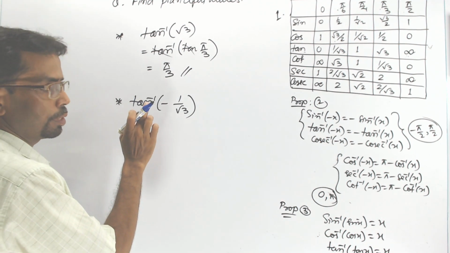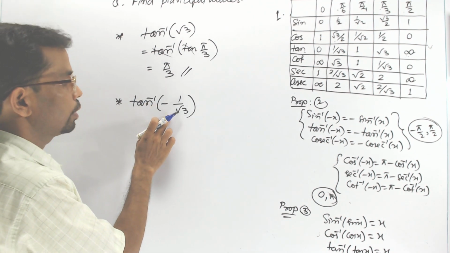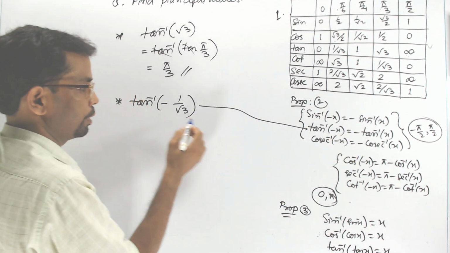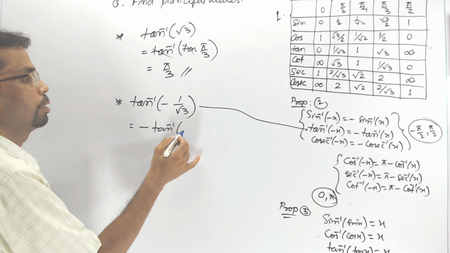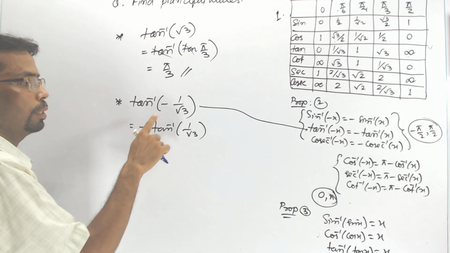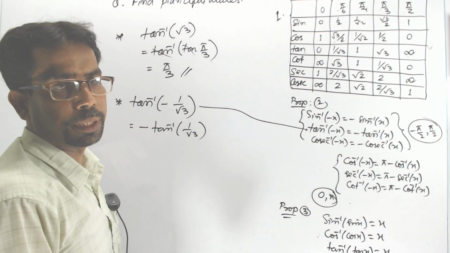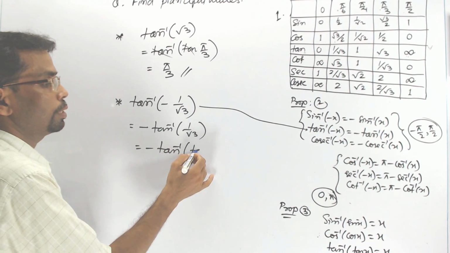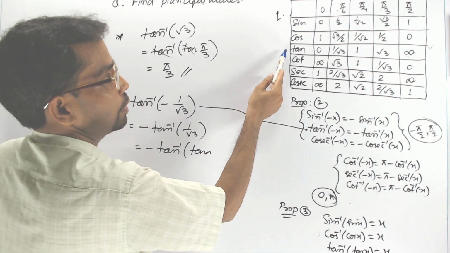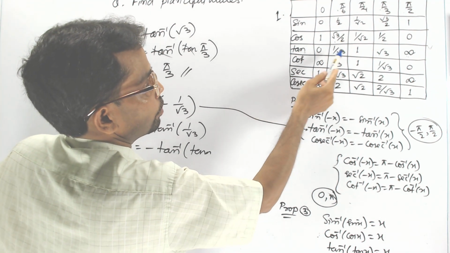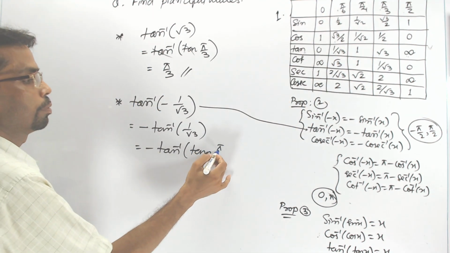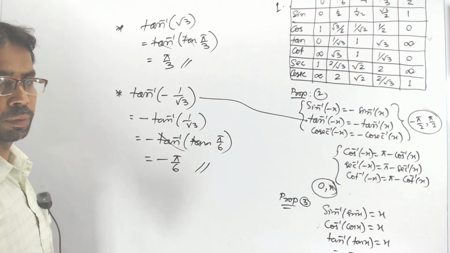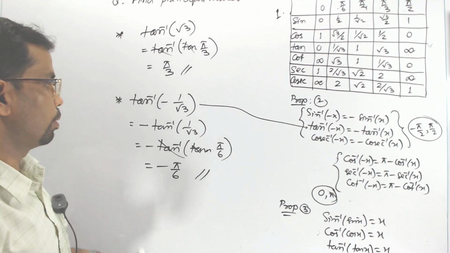Now coming to the negative value of x. For negative we must see the property: tan inverse of minus x is minus tan inverse x, so I can write minus of tan inverse 1 by root 3. The minus is not simply taken out; it is taken out by this property, remember. Now 1 by root 3 in tan corresponds to pi by 6. Then tan inverse tan cancel, and the answer is pi by 6, which is the principal value of the given function.